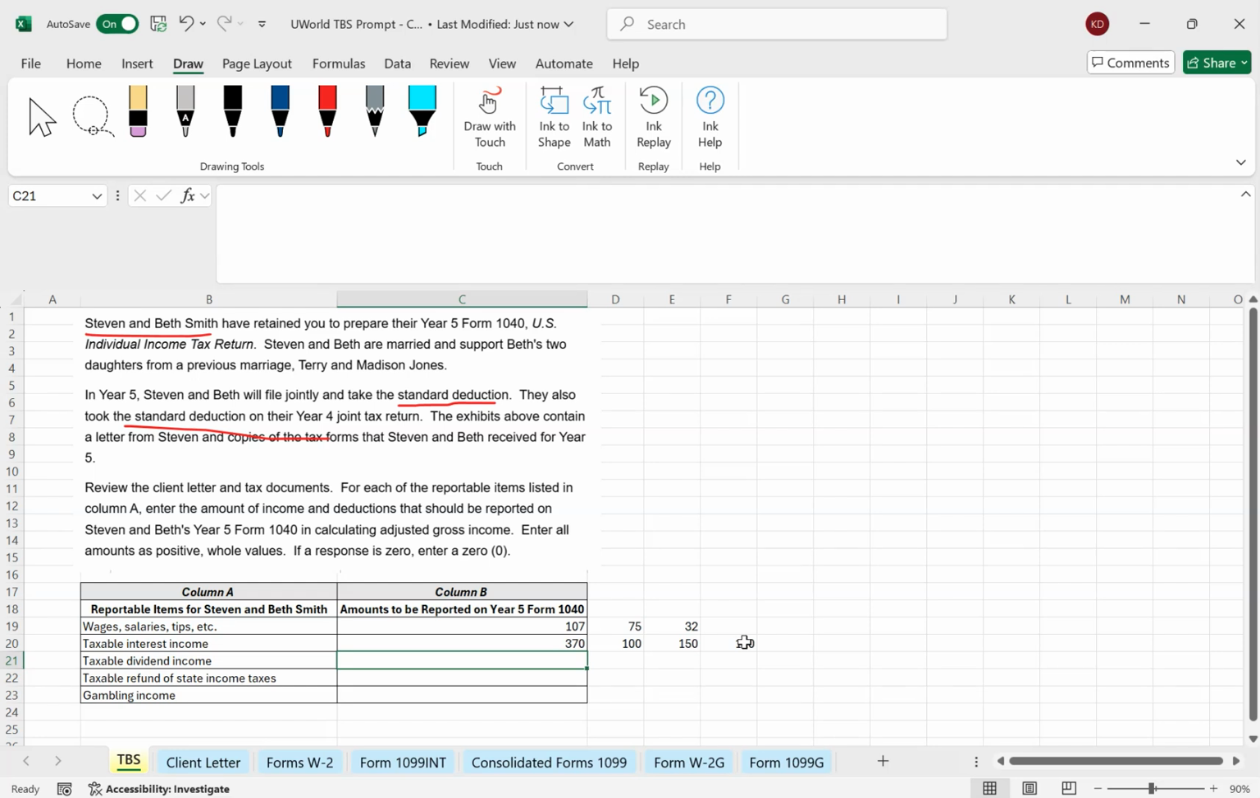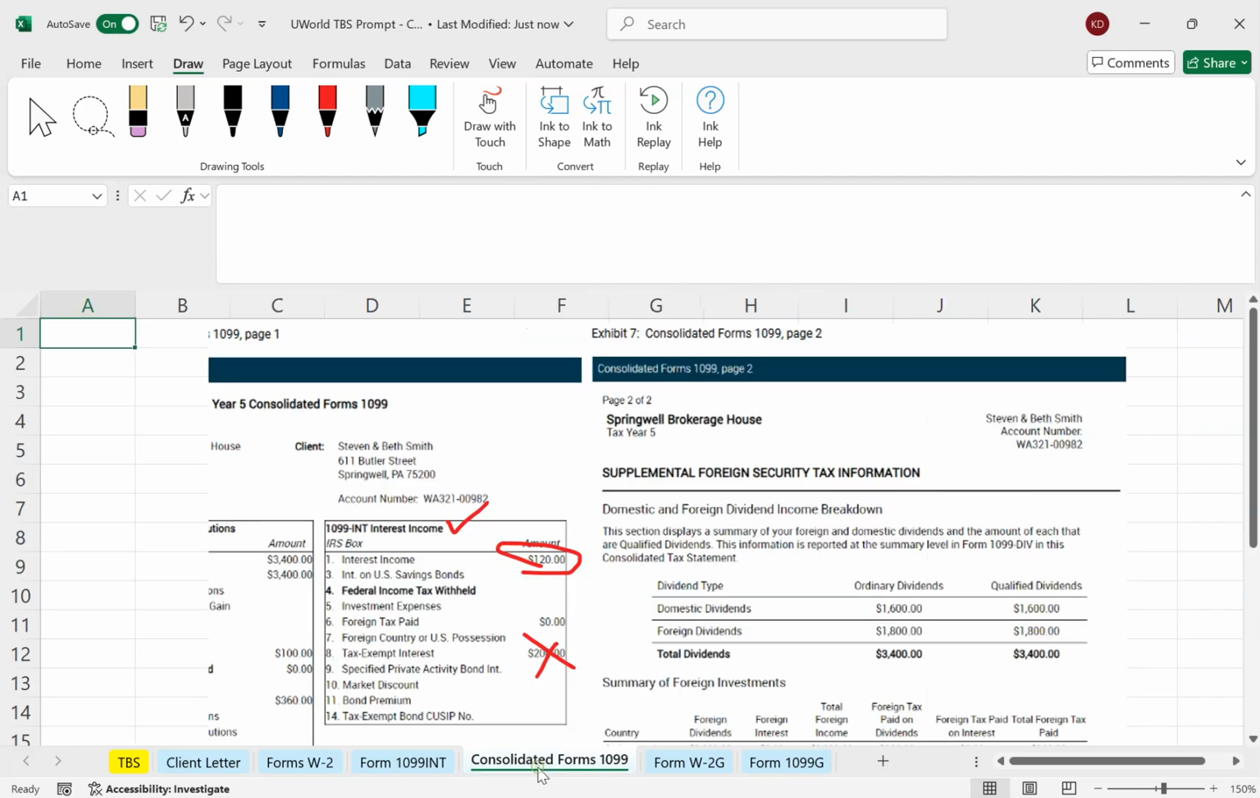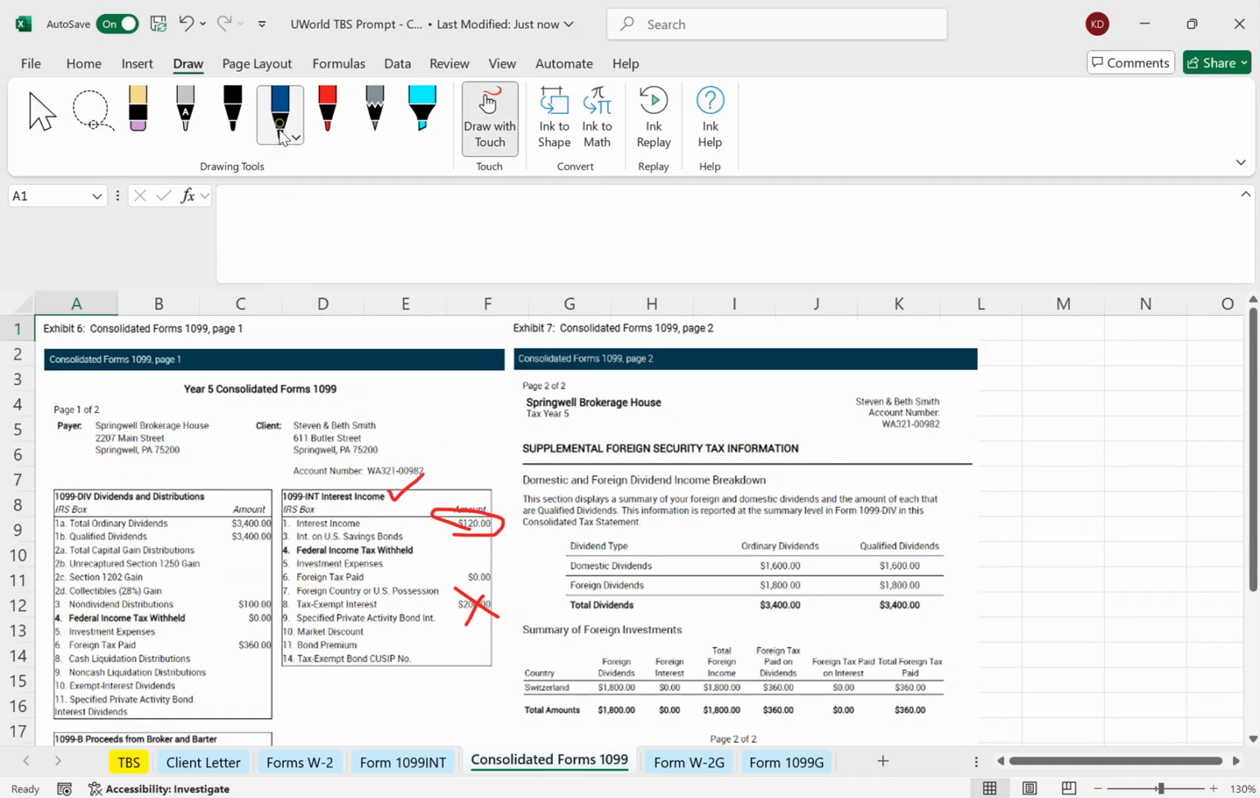Next up, dividends. We're going to look at this 1099 consolidated. This time, however, we're going to look over at the dividends portion. They're telling us that we have $3,400 of dividends. That's great. And of that amount, all of them are going to be qualified dividends. That is to say, they'll receive that special tax rate. A trick, though: they're throwing in non-dividend distributions. Those aren't dividends and aren't going to be taxable to us. Those are like a return of capital.